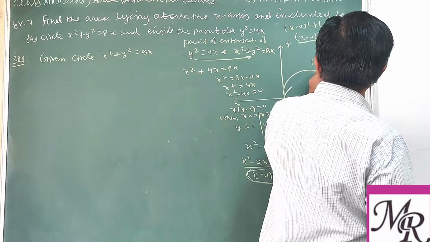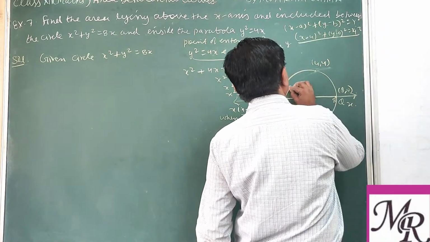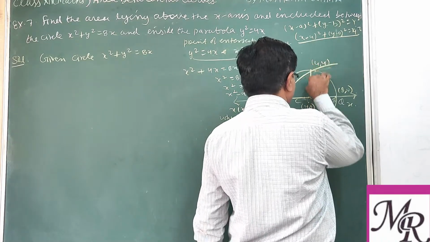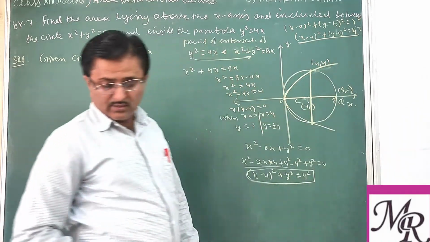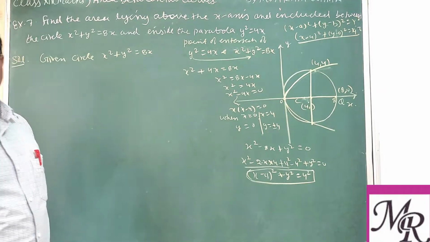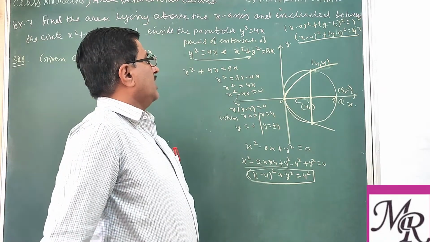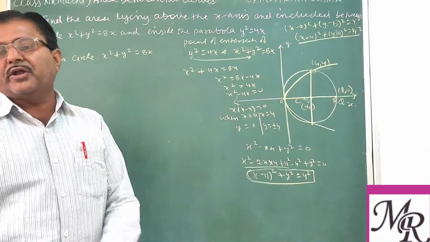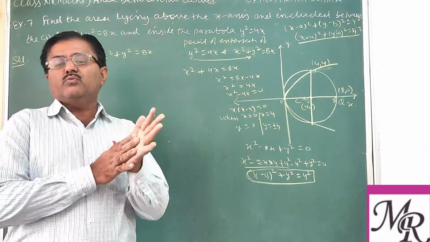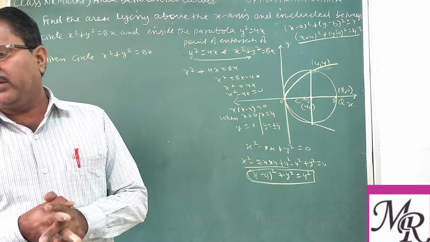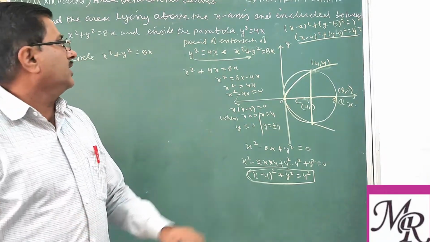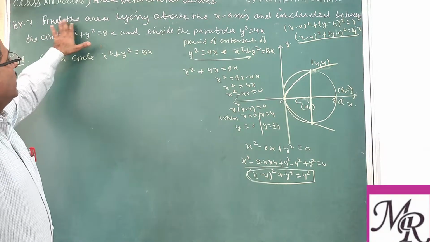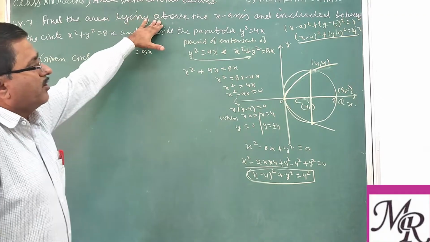Make the figure a bit more correct. That will be passing through the center, like this, 4. Now so we are plotting the points. After plotting the points, now we see the shaded region. Which region is required to find? So as the problem says, now you can again write out the problem: find the area lying above the x-axis.